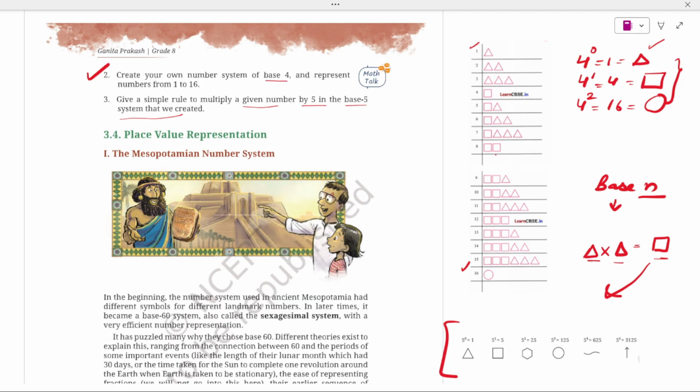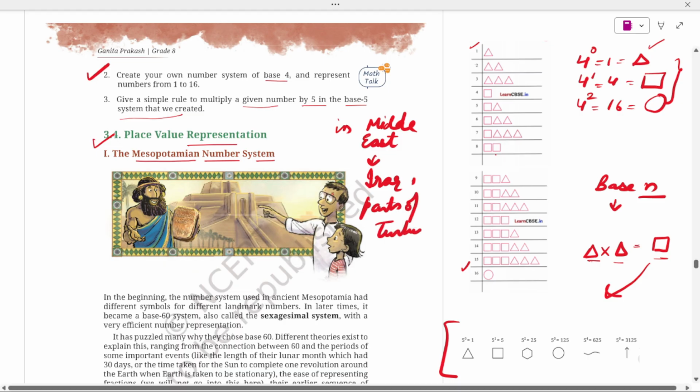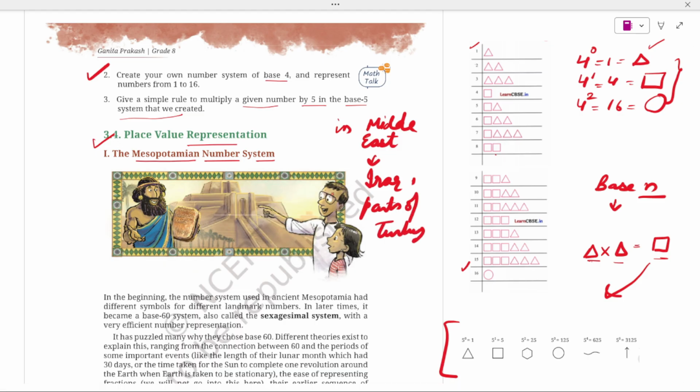So now next is place value representation. Here they have used the term Mesopotamian number system. So I just want to tell you what Mesopotamia is. It was the ancient region in the Middle East, which is currently Iraq and some parts of Turkey. Okay, this is what Mesopotamian means. So they depict a number system. So what is this now?